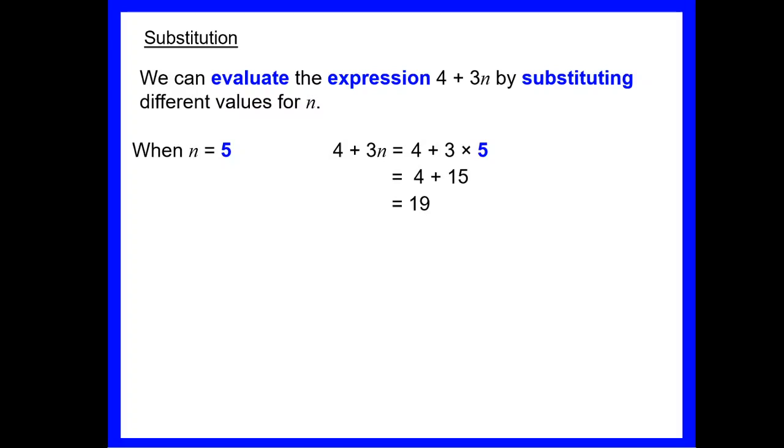Let's just do that one more time. So this time n equals 11. So this time we're going to swap n for 11. So we get 4 plus 3 times 11. Again, following BIDMAS, we do the 3 times 11 first, and we get 4 plus 33. 4 plus 33 is 37. So when n is 11, the value of our expression is 37.